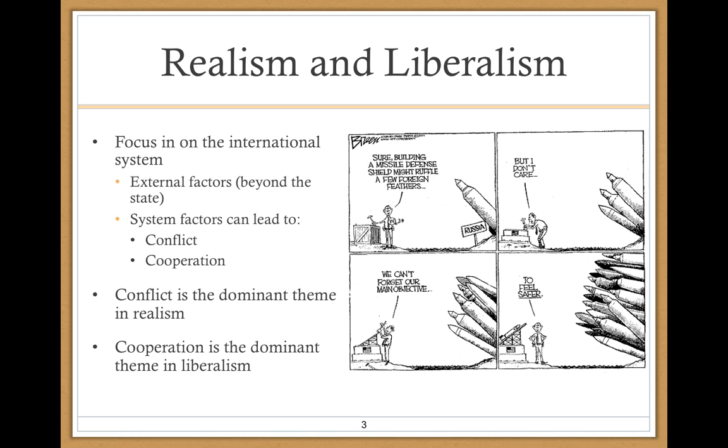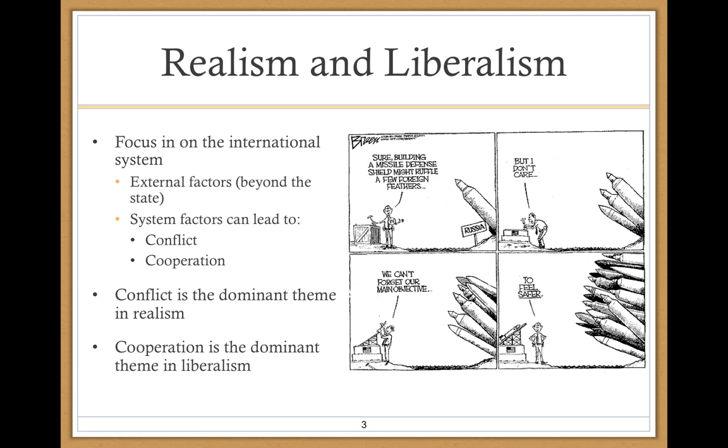Again, we're going to focus on that international system level of analysis. So what is really important are the external factors. What happens outside of the state, for example. Imagine states on a blackboard represented by square blocks, okay? And so bigger blocks that I would draw on the board means that state has more power versus smaller blocks on the board.